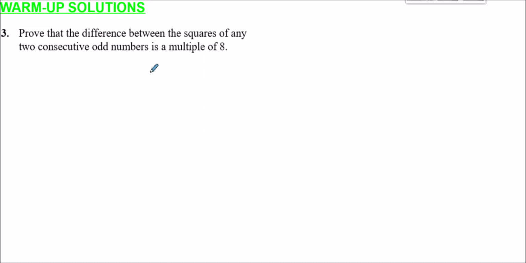Warm-up question 3. Prove that the difference between the squares of any two consecutive odd numbers is a multiple of 8. So I'm going to start by introducing a representative for these numbers. Let little n be a whole number. Let little n be a natural number: 1, 2, 3, 4, 5, and so on.